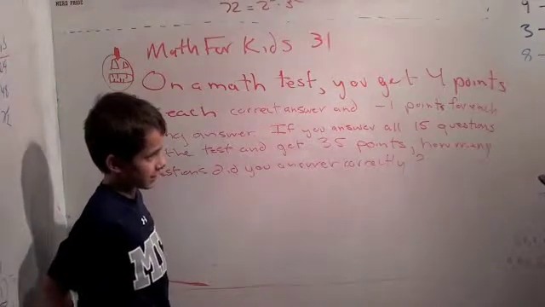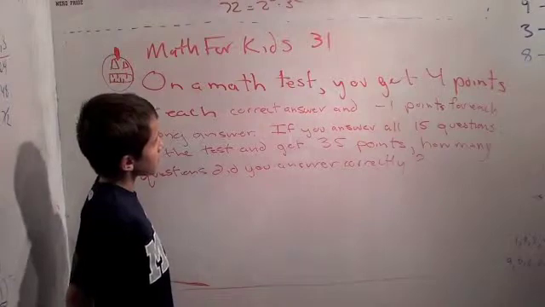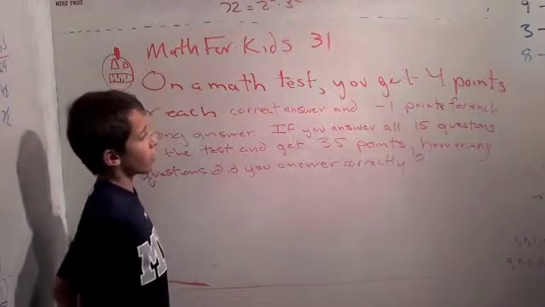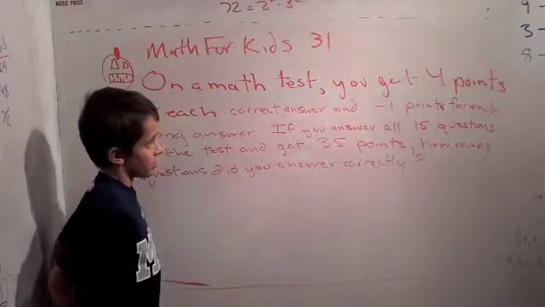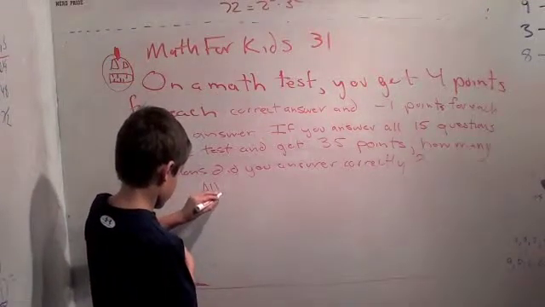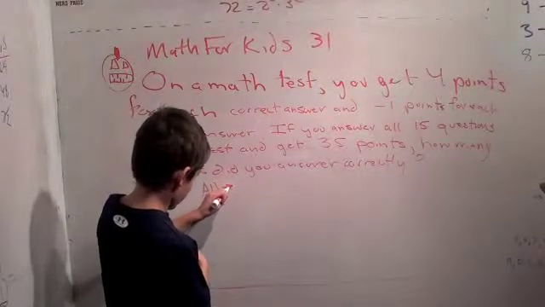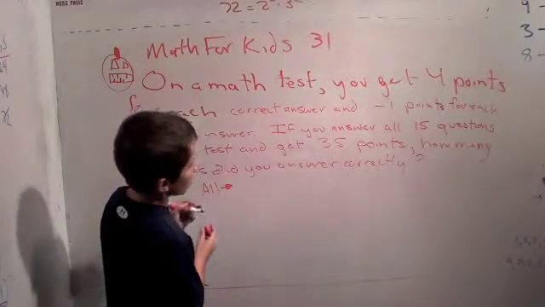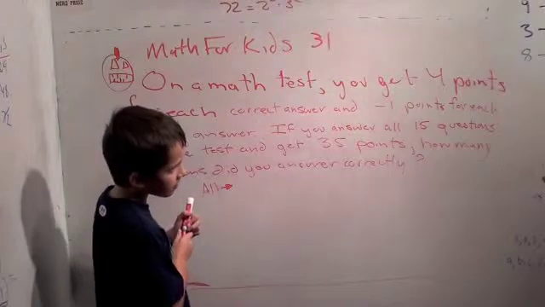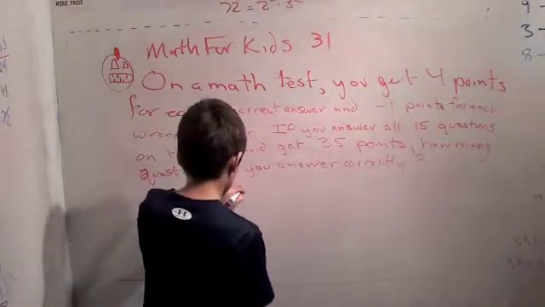I have a good strategy for this. Oh, you do? Tell me about it. I'm actually excited to hear about it. Well, first, let's see if you get all correct. Good idea. If you got all the questions correct, how many points did you get? It's all correct. That's 4 times 15. And 4 times 15 is? 60.